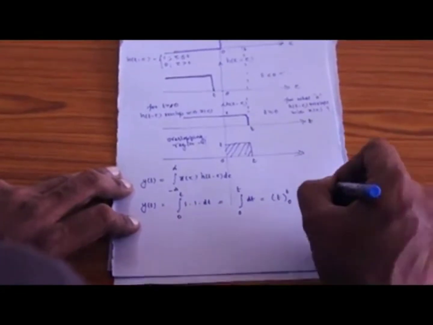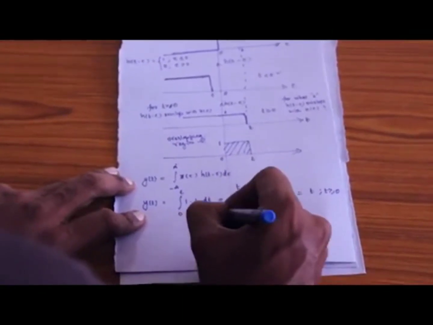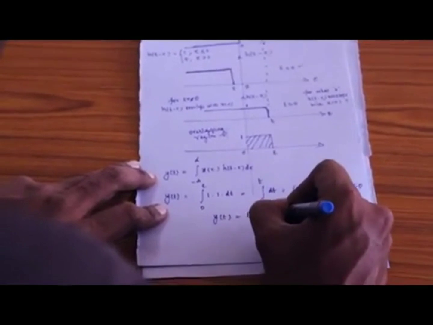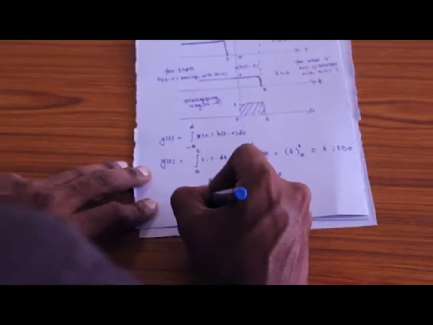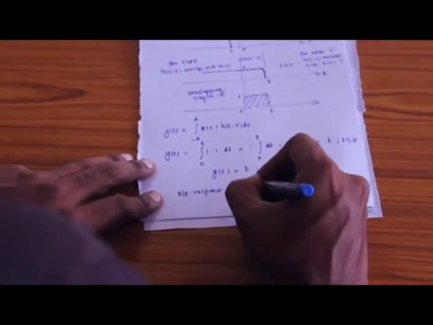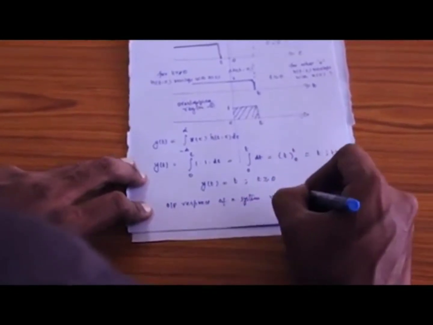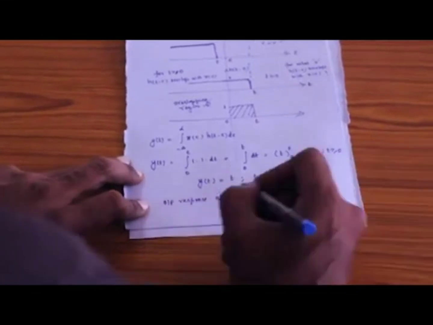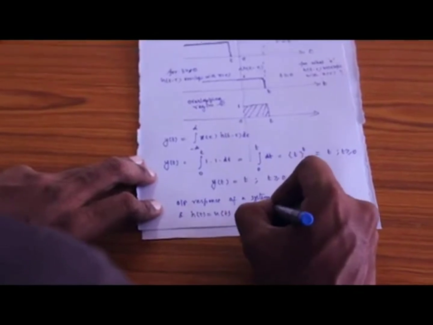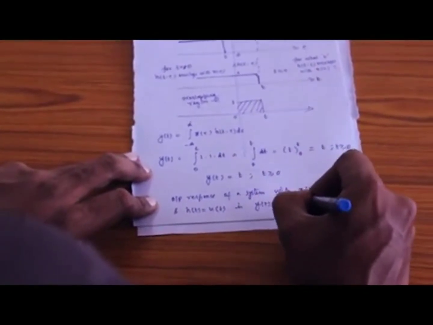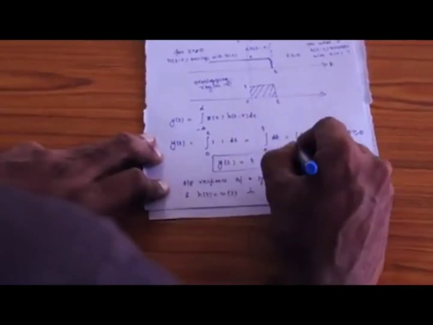But what is the condition? t greater than or equal to 0. So my final answer is y of t is equal to t for t greater than or equal to 0. So the output response of a system with x of t equal to u of t and h of t equal to u of t is y of t equal to t for t greater than or equal to 0. This is my final output response.